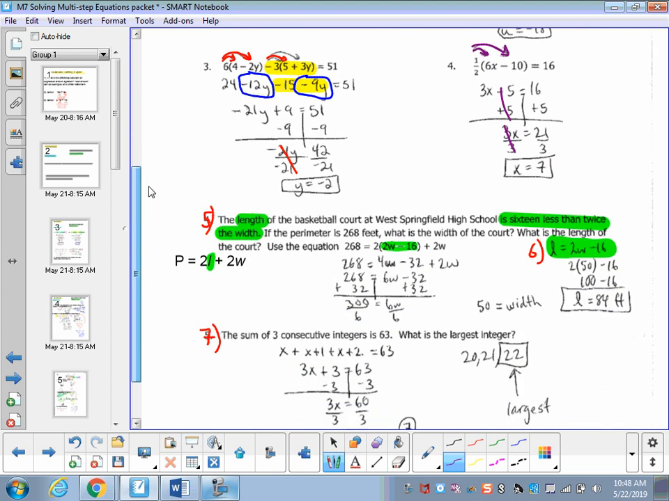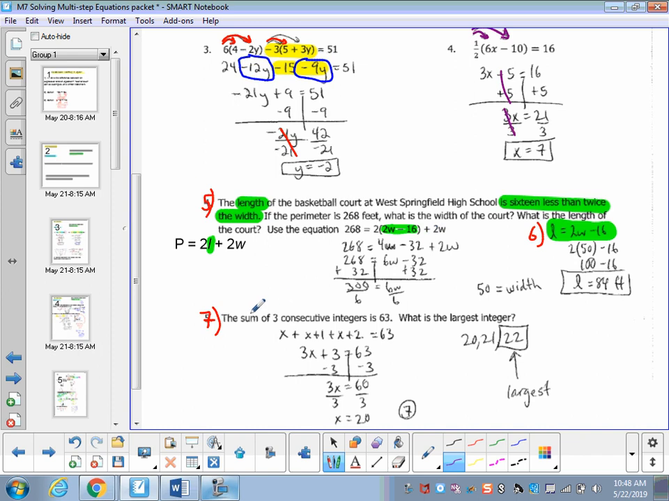Now I'm getting ready to talk about 5, 6, and 7 for the Google form. For number 5, we're told that the length of a basketball court is 16 less than twice the width. So I'm actually going to draw your attention right here that we're told that the length is, so I've got L equals 16 less than, so I box the than, and there's my twice the width coming first.